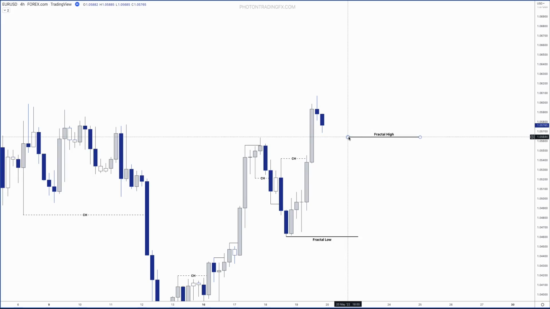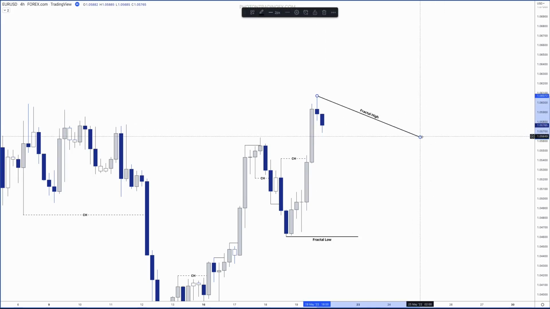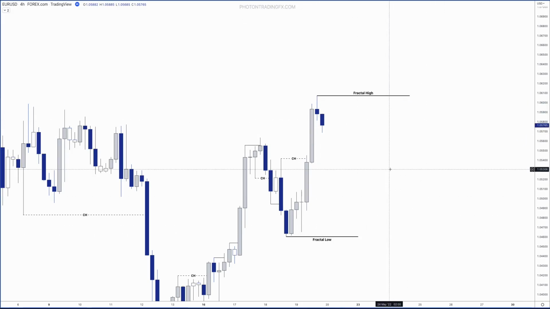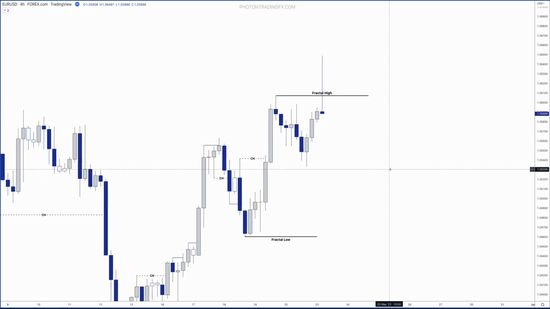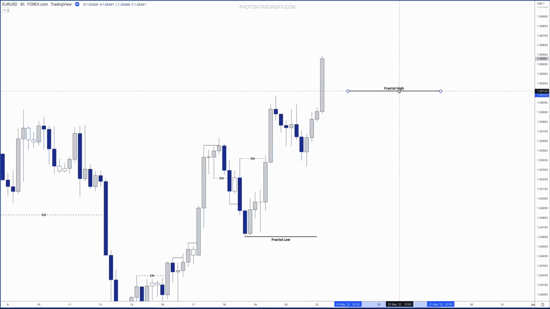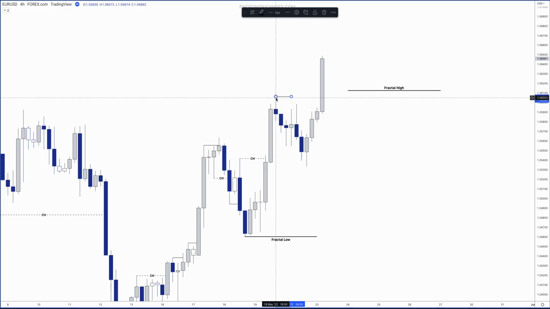Okay. Now we pull back, right? So this is going to be our fractal high. Fractal low still in the same place. So we do nothing now till either the high or the low goes. Right, the high goes, so now that's a continuation. Okay, so we can put this here.